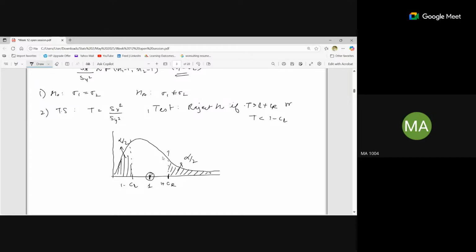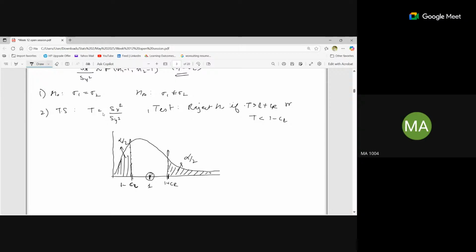Is it clear? Can you also plot CR where it is? On the x-axis, it should be from 1 to 1 plus CR, right? Yeah, this is 1 plus CR. So this whole point is basically 1 plus CR, and this is 1 minus CL.